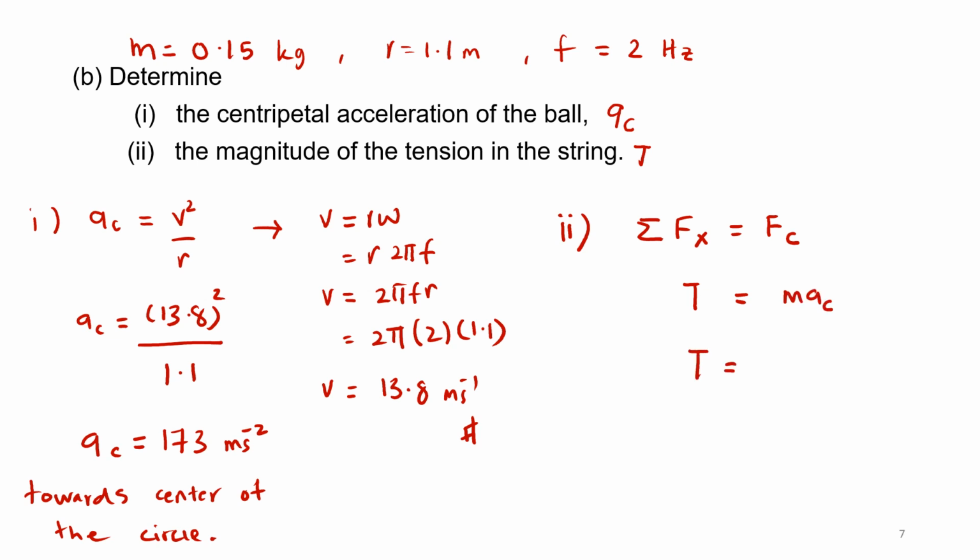So T is equal to, substitute the value of m, which is 0.15, times the centripetal acceleration we calculated in question 1, so 173. So we got the answer of tension is 26 Newton.